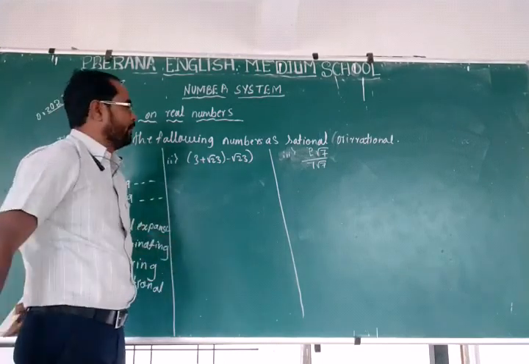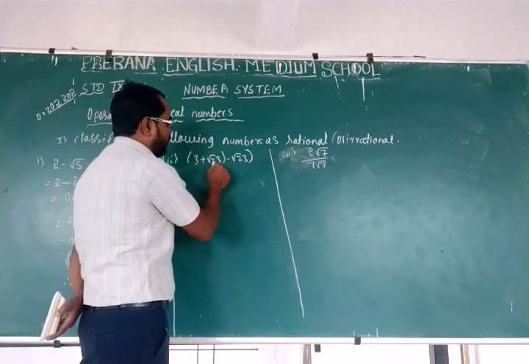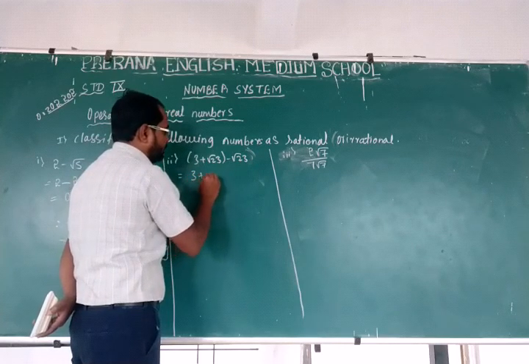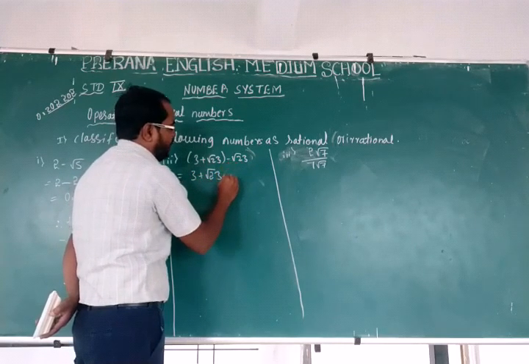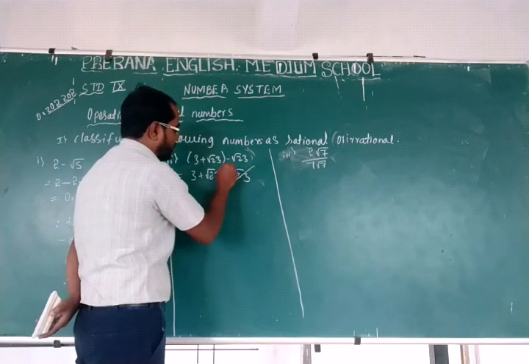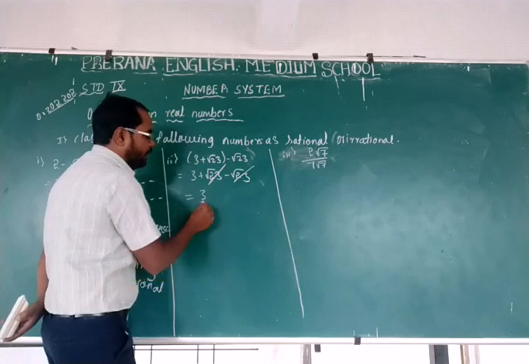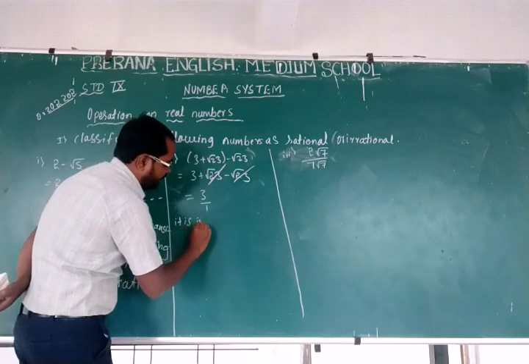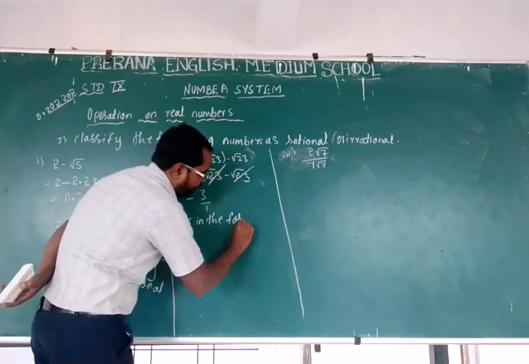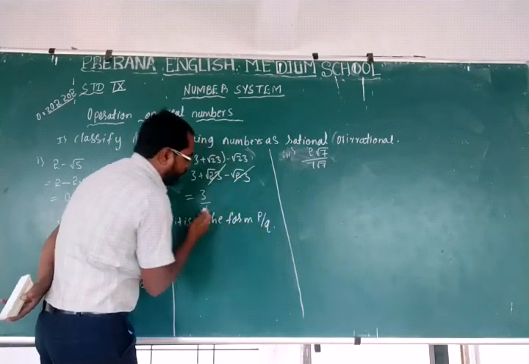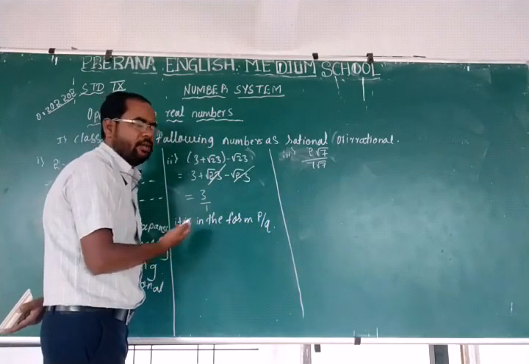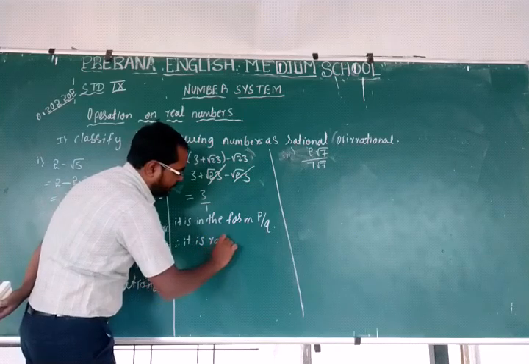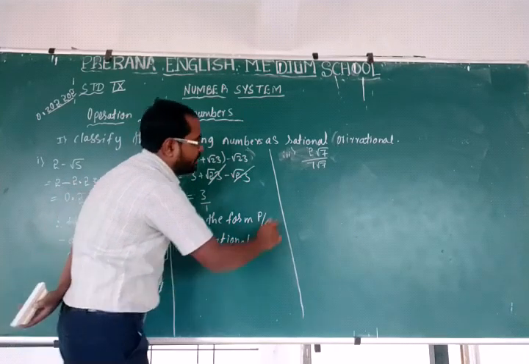We will see the next one. 3 plus root 23 minus root 23. This is the given example. Now open the bracket: 3 plus root 23 minus root 23. So here plus root 23 and minus root 23 get cancelled. So 3 remains. You can also write 3 as 3 by 1. So it is in the form p by q, because if there is nothing else in the denominator, you can write it as 1. Therefore, it is rational.